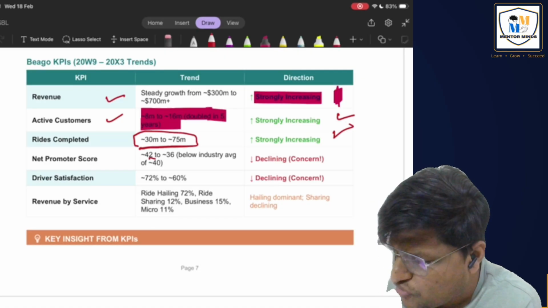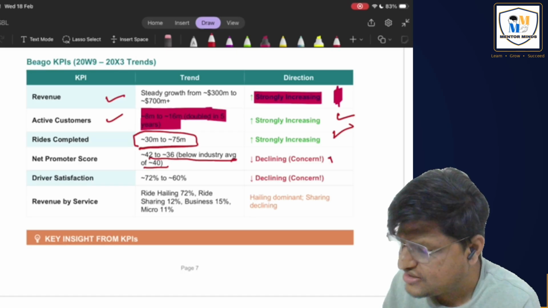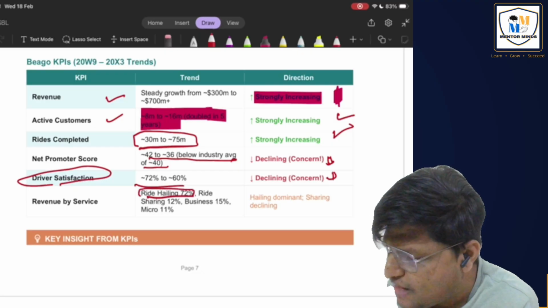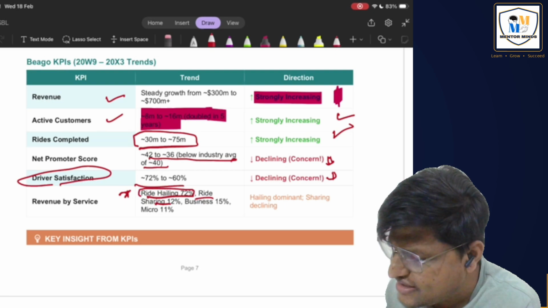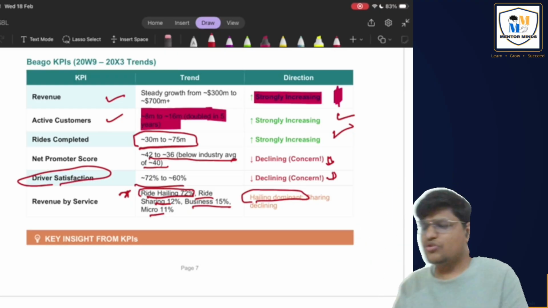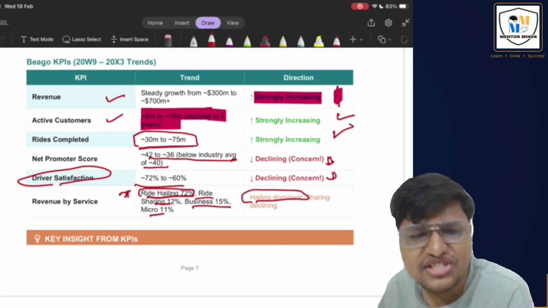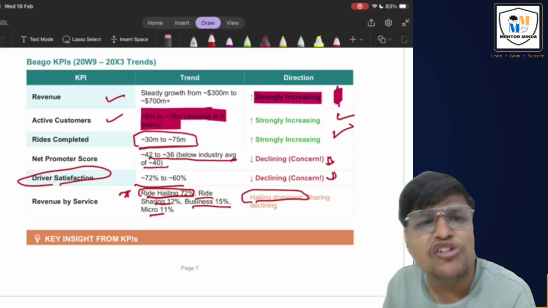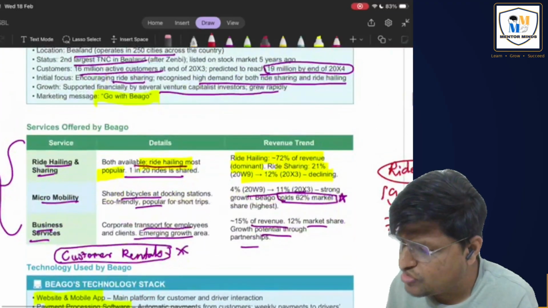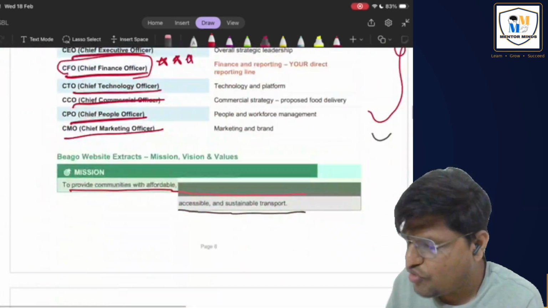Then the net promoter score went from 42 to 36, below the industry average. So we need to understand why the promoter score is decreasing, and why driver satisfaction has also decreased. Then revenue by services: you need to understand that our main business is ride hailing. Ride sharing is just 12%, business is 15%. If hailing is dominant and it starts falling, our business will directly fall. So we need to understand how we can grow the other businesses. And ride sharing is falling: it was first 21% and now it is 12%. So we need to check why this is falling.